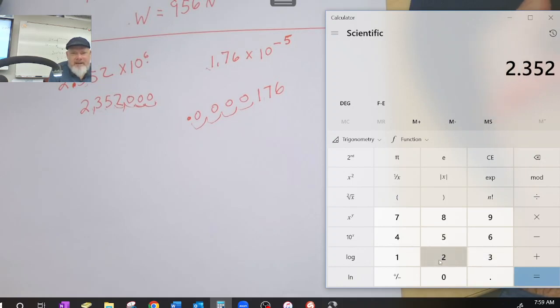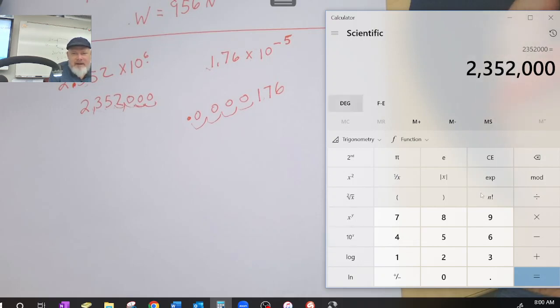2.352. And to get that times 10 to the 6, since it's an exponent, EXP stands for exponent. Sometimes it says EE. I know if you have a Macintosh, it says EE instead of exponent on its calculator. But you're going to click this button, and you see right here it's going to say E plus, and then you're going to type in 6. So what that means is it's 2.352 times 10 to the 6th power. Now when I hit equals, you can see it just gives me the number just like this, straight up.